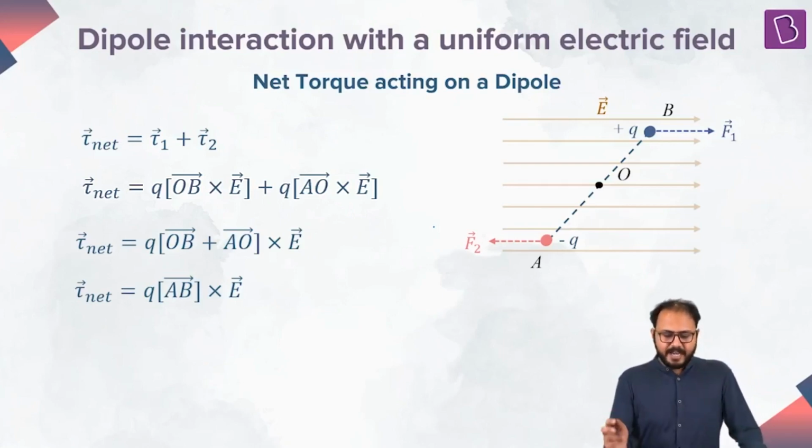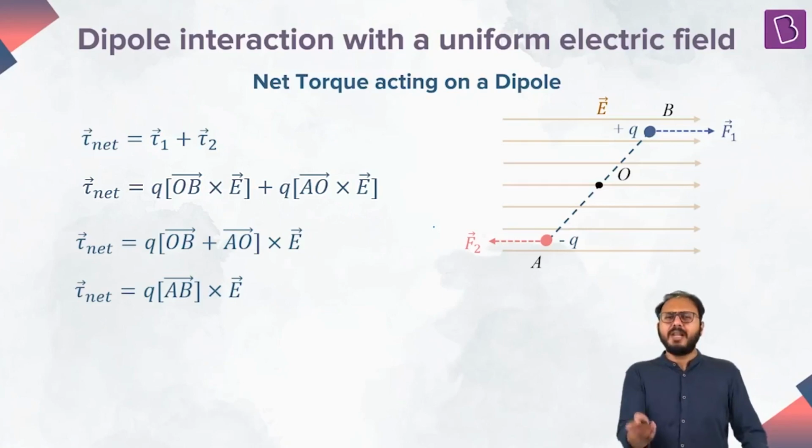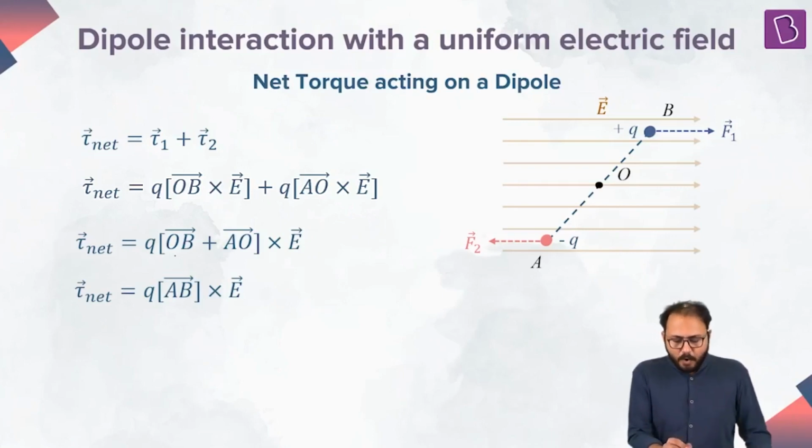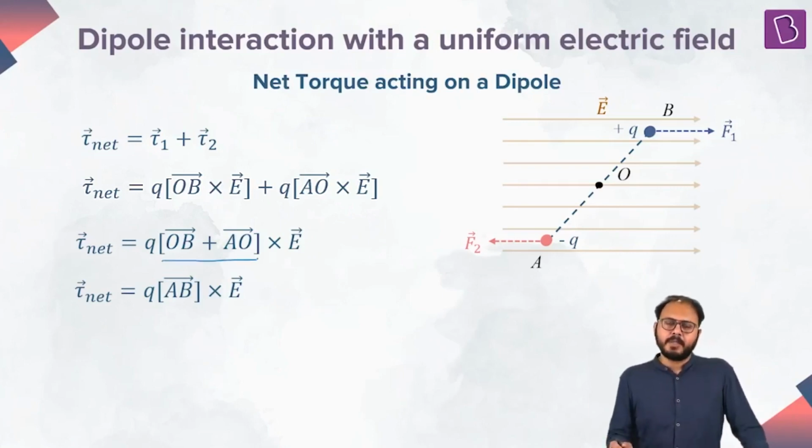Okay. F1, F2, two equal magnitude forces acting. If I find out the torque about point O, let's say, it comes out to be Q OB cross E. Why? Because QE is the force. I just took Q out common. That's all. And Q AO cross E. Club them: Q (OB plus AO) cross E. Right? What is OB plus AO? It is the distance between them, AB.